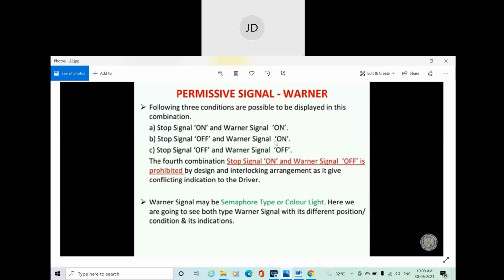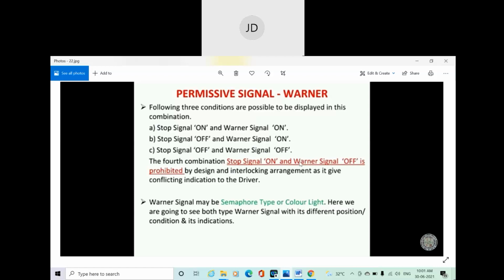It can also be given like that. Suppose in the whole particular section there is no restriction, the whole track is free to move. In that case, if your stop signal is off, then the Warner signal can also be off. That means this Warner signal basically depends on the coming or a particular situation which is a distance apart.